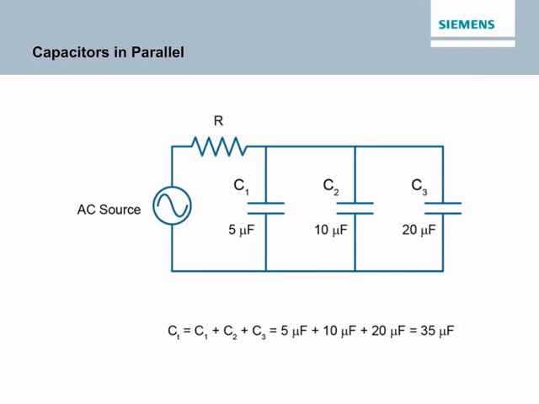Adding capacitors in parallel increases circuit capacitance. In the accompanying circuit, an AC source supplies electrical power to 3 capacitors. Total capacitance is determined by adding the values of the capacitors.